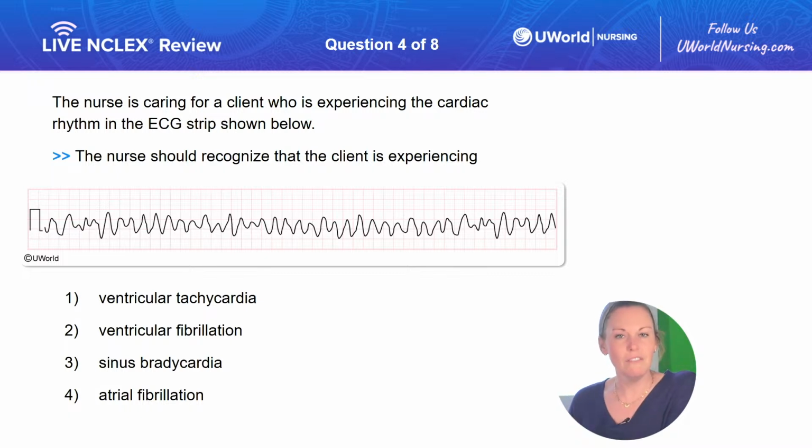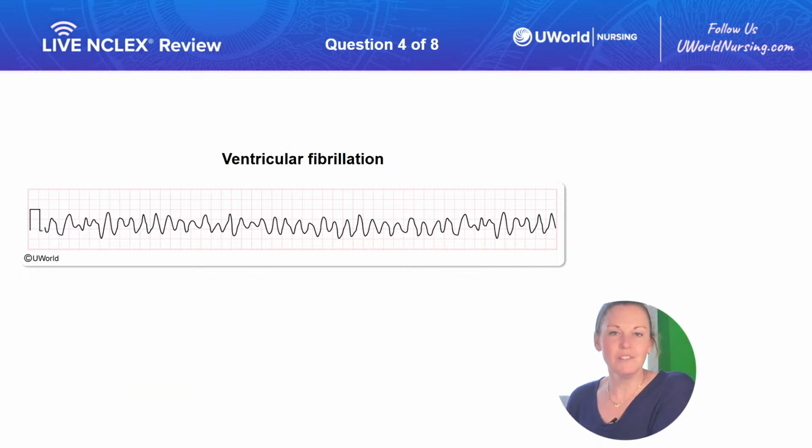So you can use some of that to think about what you're seeing and what you know, if you get a little stumped on any of it. But I hope that helps. All right, okay, let's see. Our correct answer on this one is going to be ventricular fibrillation, which was option 2. So let's talk about VFib.